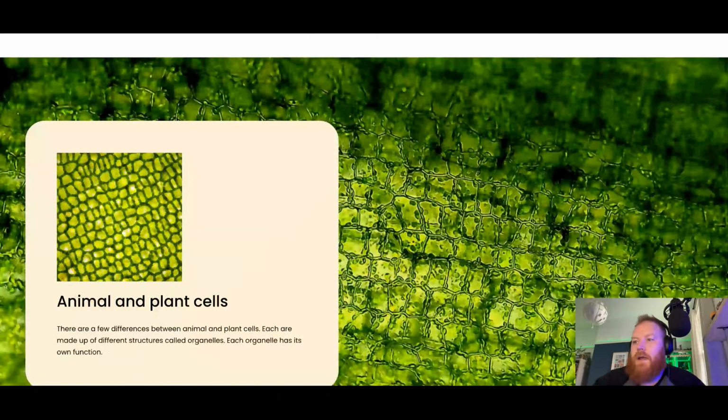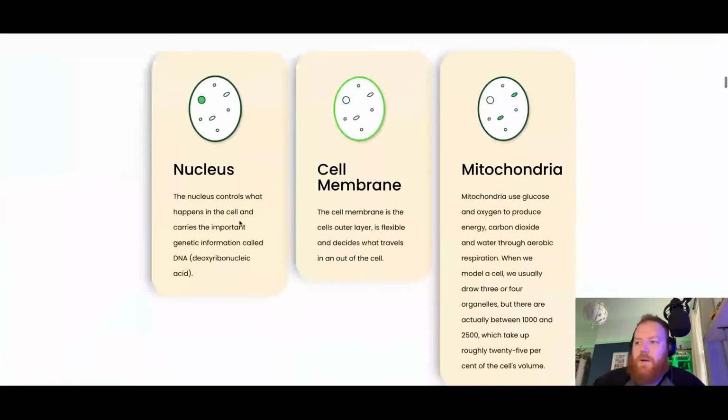And with this, we've got our nucleus, which controls what happens, as we've said, and has all of our DNA in it. And I have seen it as a question before on an exam paper, what does DNA stand for? And it is deoxyribonucleic acid, for those of you that didn't know.